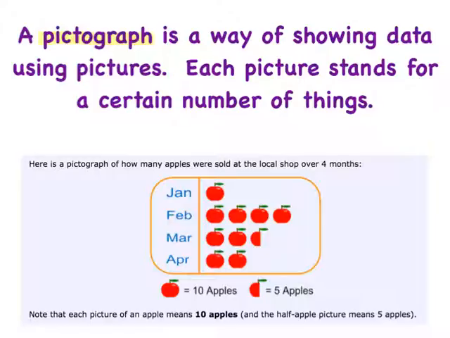Now when we look at a pictograph, the first thing you need to do is to look at the key. This key shows that one whole apple represents 10 apples. So if I had a half of an apple, that would be 5 apples.